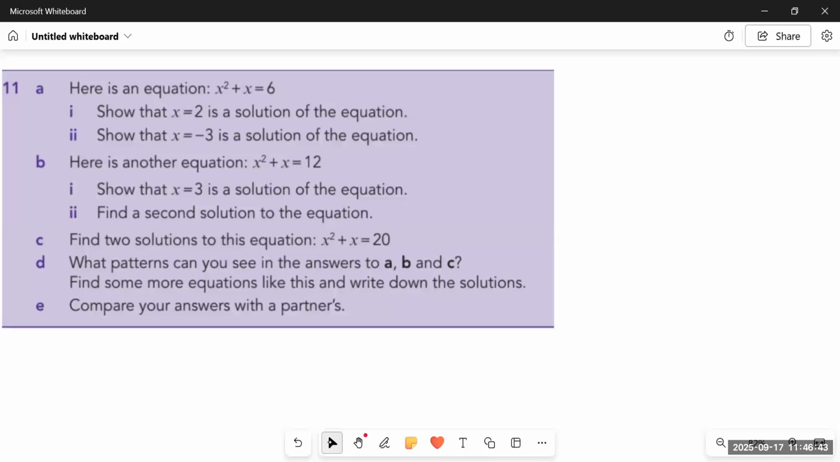One more question and then we will do question number 12 and 13, the remaining parts of this exercise, inshallah, in the next video. So let's start with question number 11. Here is an equation: x squared plus x is equal to 6. Show that x equals 2 is a solution of the equation.